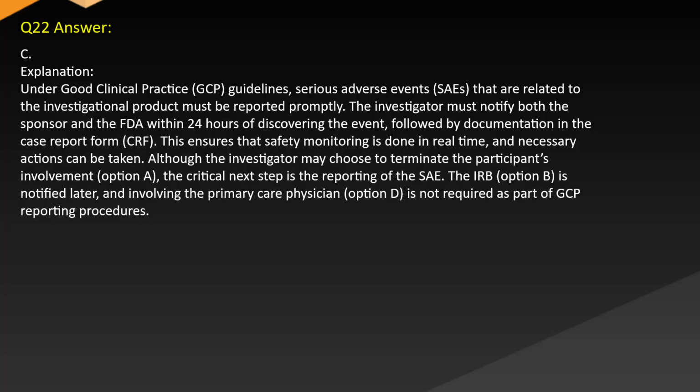Although the investigator may choose to terminate the participant's involvement (option A), the critical next step is the reporting of the SAE. The IRB (option B) is notified later, and involving the primary care physician (option D) is not required as part of GCP reporting procedures.